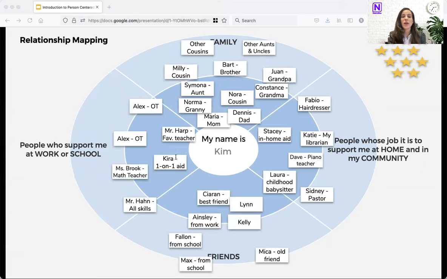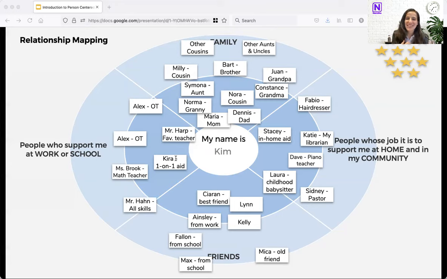Repeat these steps for the other 3 sections. If you're not sure which one to do next, don't worry. You can do friends, and then home and community, and then finally do work or school. Great work. Now you have the basis of your relationship map. These are the people in your life.